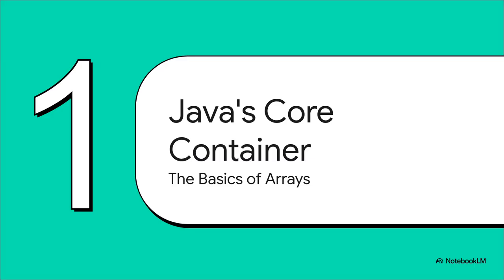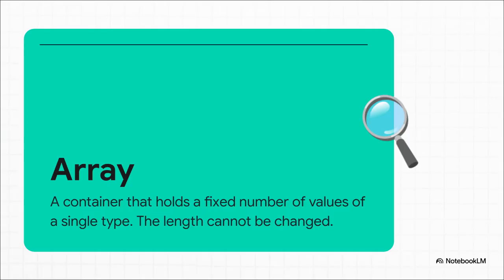Okay, first things first. Let's build our foundation. What is an array in Java, really? And why is it such a big deal in the language? The secret is right here in the definition. 2 things should jump out at you: fixed number and single type. That's it. That's the whole game right there. It's the core trade-off of an array. It's super fast because it's simple, but that same simplicity is what makes it so inflexible.